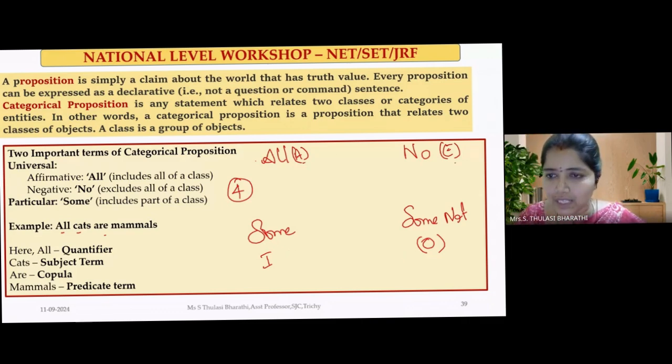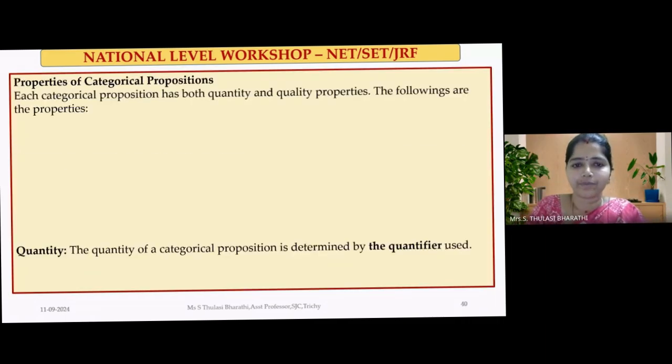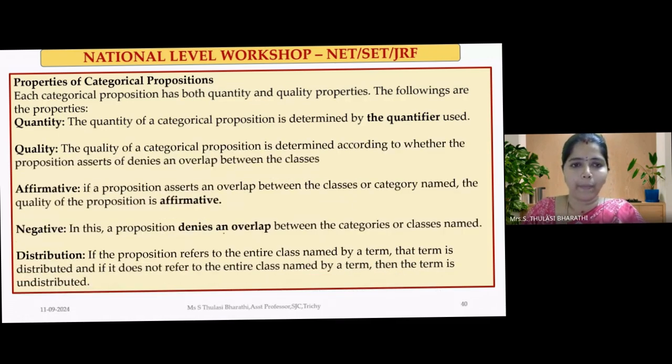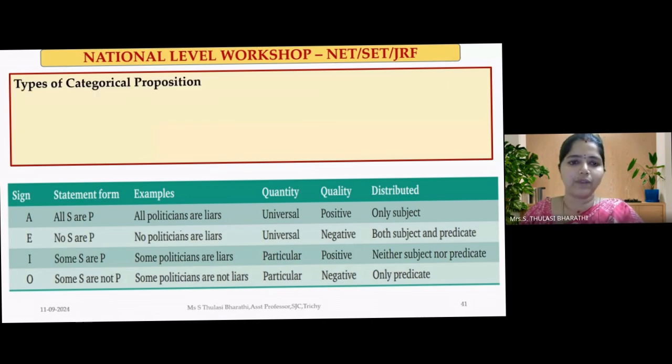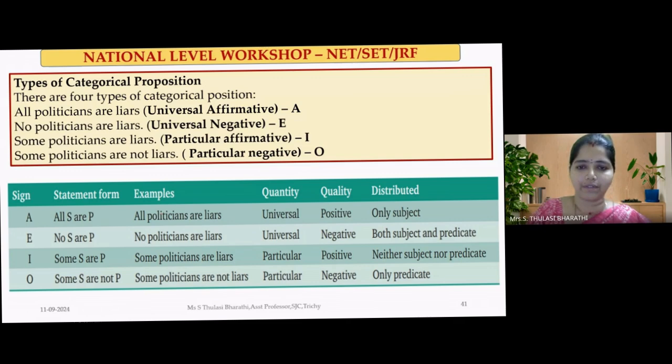You have to understand this preposition first. Then you can easily understand how it is being done. See here, this one diagram is enough to understand this concept. You can note it down, you can take a screenshot. This one statement is enough. We have a concept called quantity, quality, distributed.